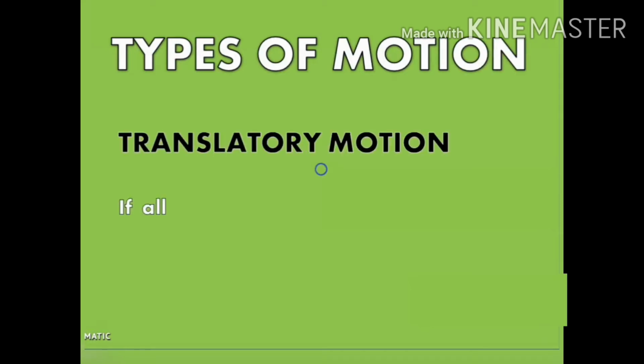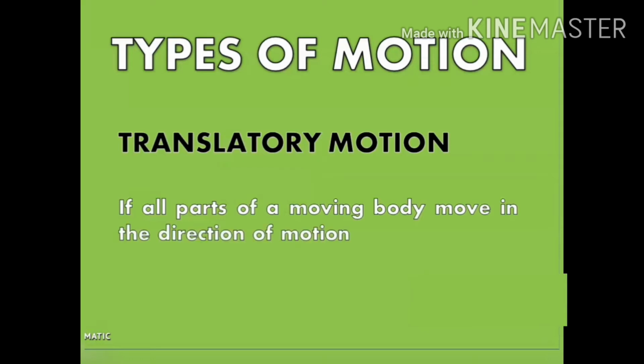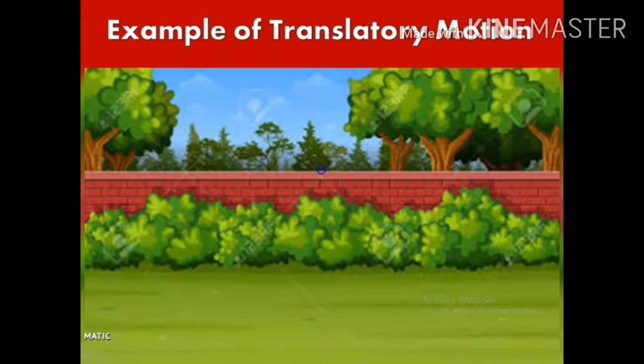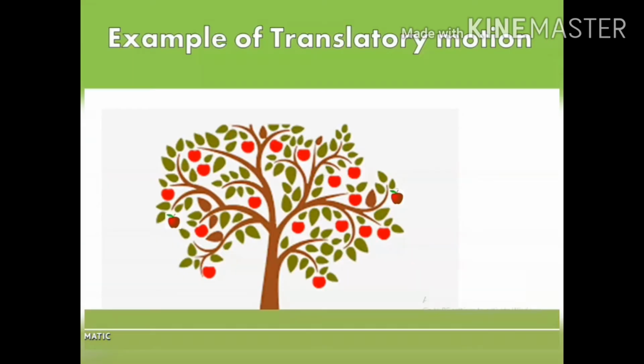Translatory motion. If all parts of a moving body move in the direction of motion, then the motion is said to be translatory motion. Let us see some examples. A boy is running forward, a car moving along a road, animals walking, birds flying in the sky. These are some of the examples. Let us see another example.